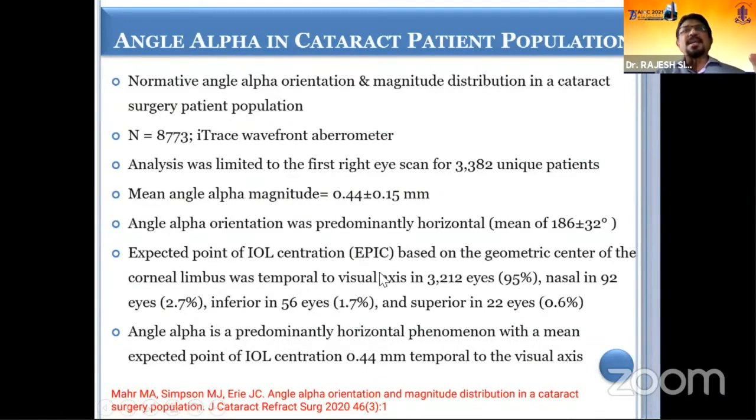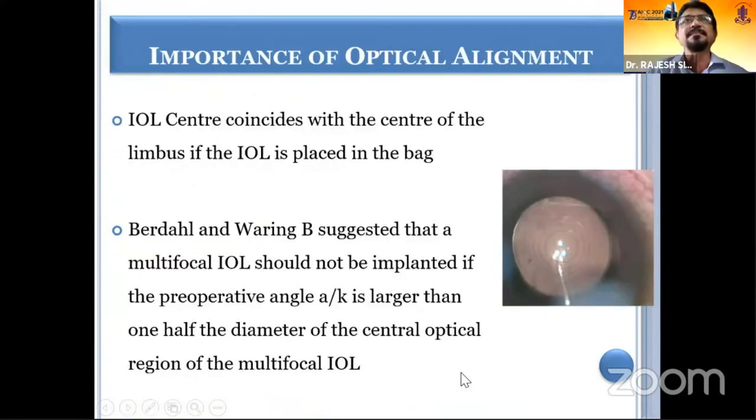This is one interesting study on angle alpha in the cataract patient population. This was an analysis of 8773 scans, and it was limited to the first right eye scan of 3382 unique patients. The mean angle alpha amplitude was 0.44, and angle alpha orientation was predominantly horizontal. So they concluded that angle alpha is a predominantly horizontal phenomenon, with the mean expected point of IOL centration 0.44 millimeter temporal to the visual axis.